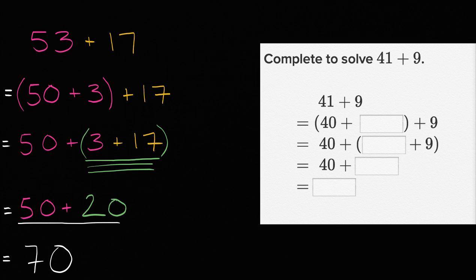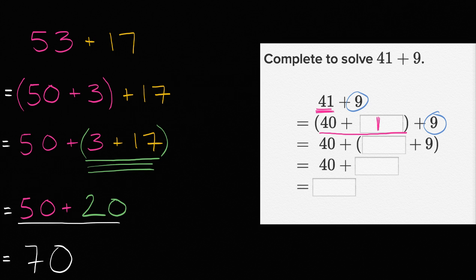So they'll say complete to solve 41 plus 9. So once again, we can look at the 41, and we could break it up. 41 is the same thing as 40 plus what? Well, it's 40 plus 1, and of course, then you have the plus 9 there. Now they change the order in which we're adding. So 40 plus 1, that's in the parentheses, and then you add 9. Well, that's the same thing as 40 plus 1 plus 9.